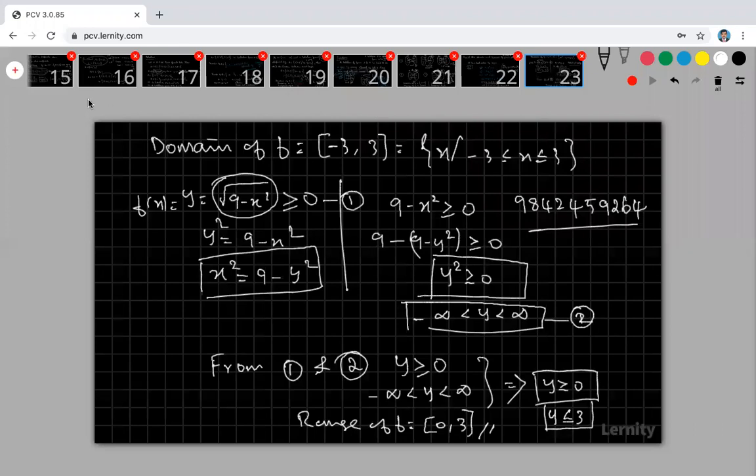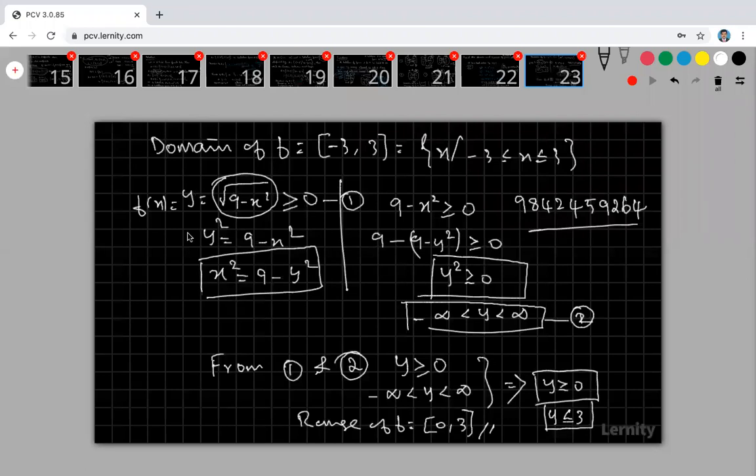My y is 0. Look at that. The root of a positive value is always positive only, my dear student. Who is asking? Pavan. This 9 minus x square is positive. The root of some positive value is also positive only, Pavan. My y is always greater than or equal to 0 because my root value is always positive. That's why I am taking y greater than or equal to 0.